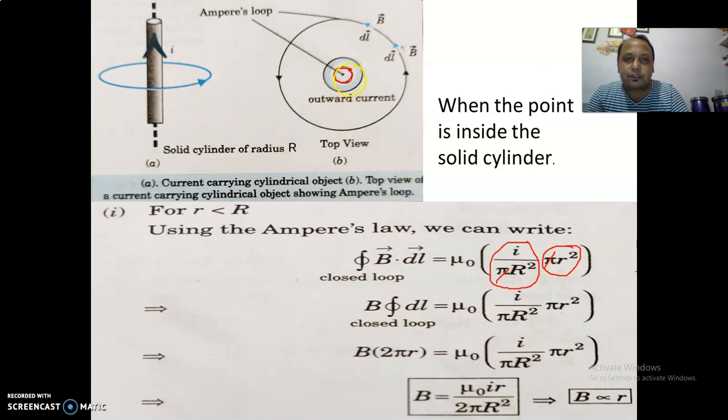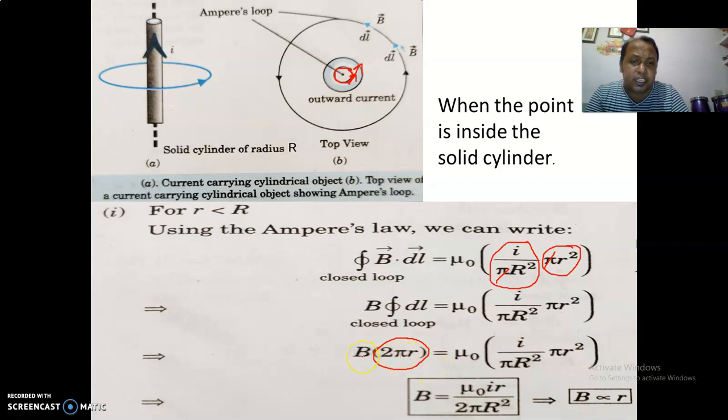Now the magnetic field, we know that for this conductor the magnetic field will be in this direction, and dl, the small length of the Amperian loop, will be in the same direction, so the angle between them is 0. So B dot dl will be B dl cos 0. So B comes out, integration dl, and the integration of dl, the total circumference of the Amperian loop, will be 2 pi r. So B into 2 pi r, which we are getting.